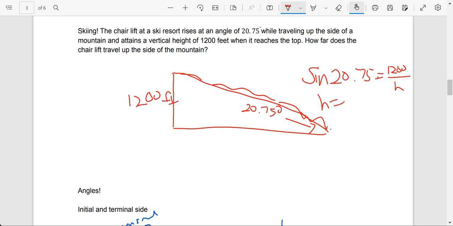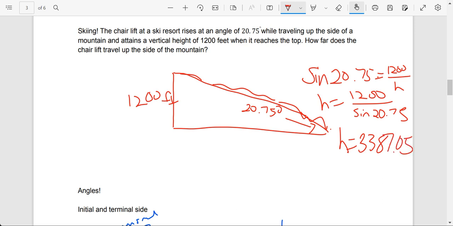So when we want to solve for h, it's going to be 1,200 over sine of 20.75. Put that in your calculator, you will get approximately 3,387.05 feet. That's your solution.